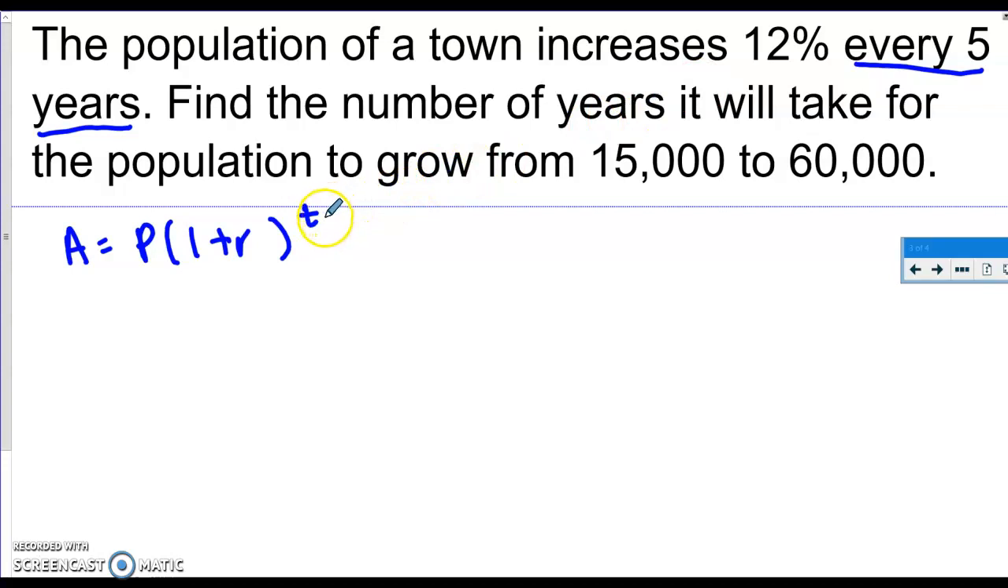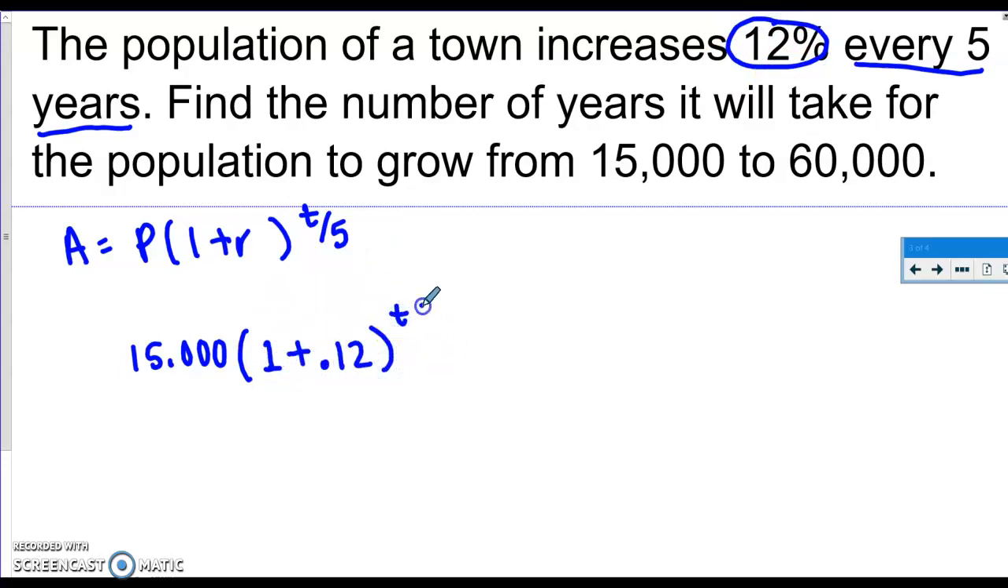So our exponent is actually going to be t divided by 5. Anytime you're going every 2 years, every 3 years, every 4 years, your years has to get divided by that number. So our initial population was 15,000. 12%, I'm going to make sure I divide that by 100, so that's 0.12. My number of years divided by 5 will give me the new population of 60,000.